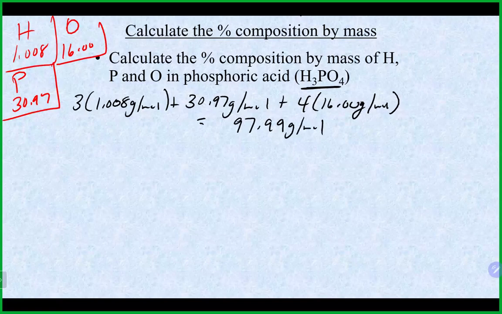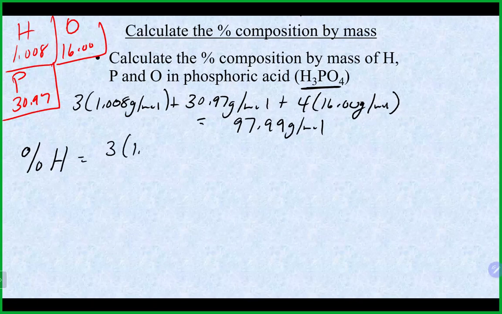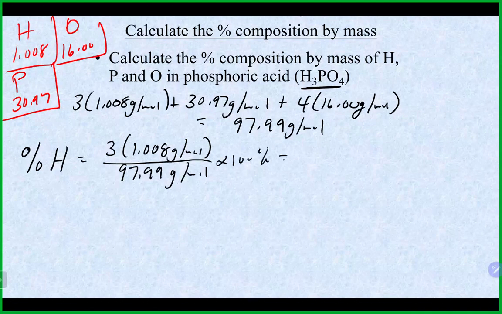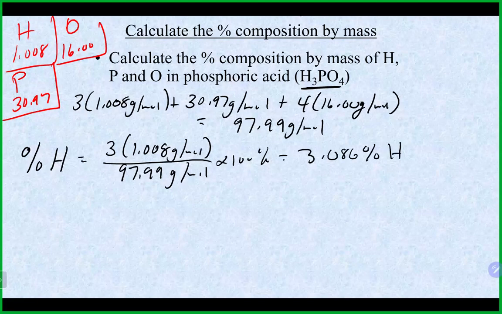Now that we have the molar mass of the entire compound, we can take each element and get the mass of how much of that we have. So we do percent hydrogen. There are 3 hydrogens, so up on top would go just the mass of those 3 hydrogens from the periodic table divided by the molar mass of the entire thing. And again, times 100%, going to get us 3.086% hydrogen. So it's basically made up of about 3% hydrogen by mass.